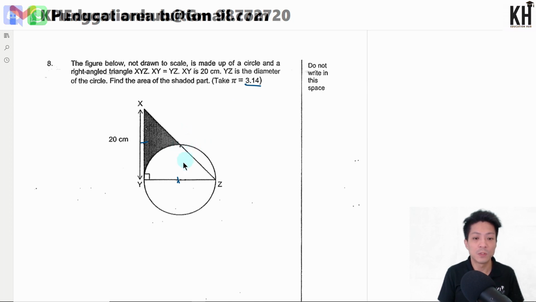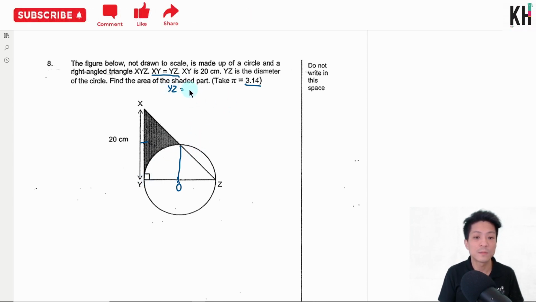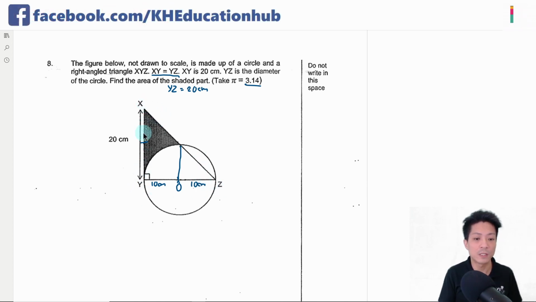Okay, so the first thing that I'm going to do is cut this over here like this. This is the center of the circle. Since XY is equal to YZ, YZ is equal to 20 cm, and so this is 10 cm. This is 10 cm. So the plan is to find the area of the big triangle XYZ, then subtract away the area of this smaller triangle, and subtract away the area of this quarter circle.